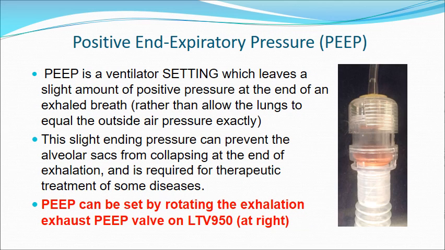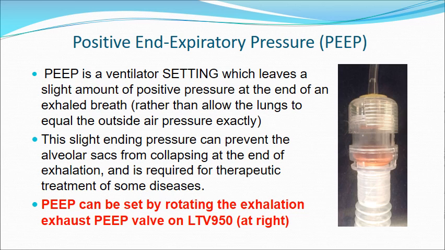Positive end expiratory pressure, or PEEP, is a ventilator setting that leaves a slight amount of positive pressure at the end of an exhaled breath, rather than allowing the lungs to equal the outside air pressure. And what that does is it keeps the alveolar sacs from collapsing at the end of exhalation, and it's required for some therapeutic treatment of diseases. Not every ventilator has a PEEP setting on the control panel. The LTV 950, for instance, the PEEP can be set by rotating the exhalation exhaust PEEP valve on the patient's circuit.